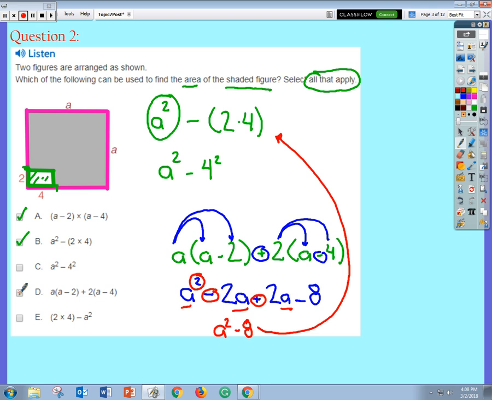So D also works. And the last one, notice what my expression was. It was A squared minus 8, or my expression, excuse me. Notice my expression is up here. It's A squared minus 2 times 4. Here, they're finding the area of this and subtracting from it the area of the gray. Well, that's not going to help us out because we want to find the area of the gray. So the only answer choices are A, B, and D.